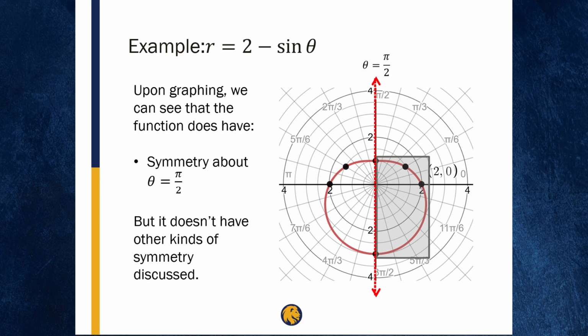Now looking at the graph, we can tell it has actual symmetry about theta equals pi over 2, since the left and right sides are mirror images of each other. But it doesn't have any of the other kinds of symmetry. It doesn't have symmetry about the pole, nor does it have symmetry about the polar axis.